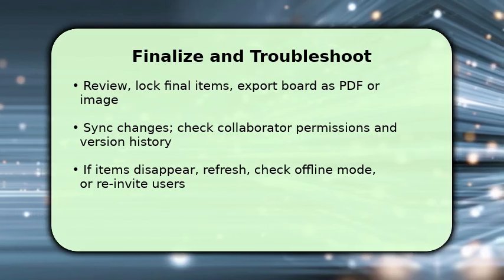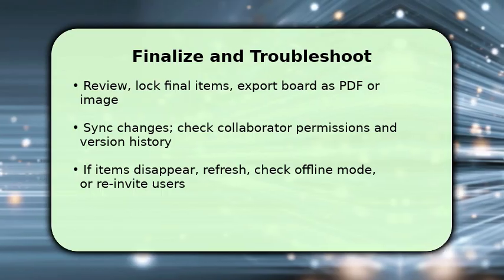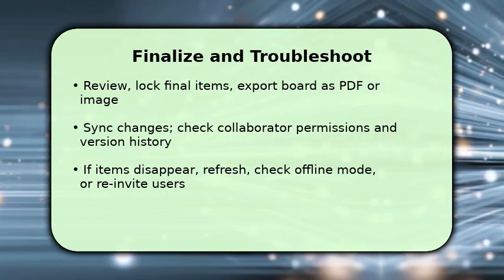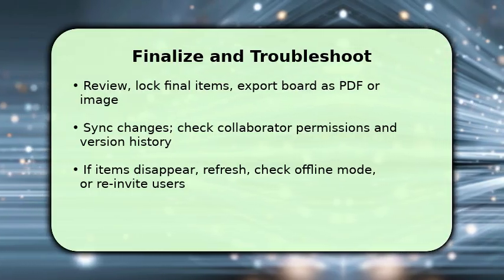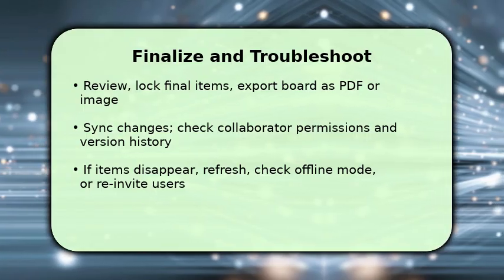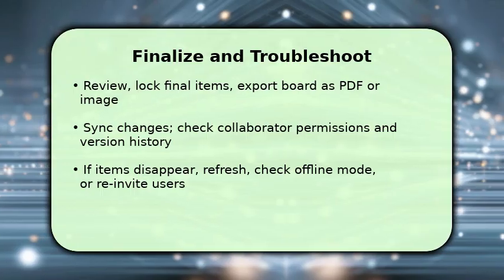If something goes wrong, start by refreshing the board and checking offline mode. Unstable connections often cause missing items. If that fails, check version history and re-invite collaborators to refresh access. These steps close the loop and ensure your Freeform board is complete and reliable.